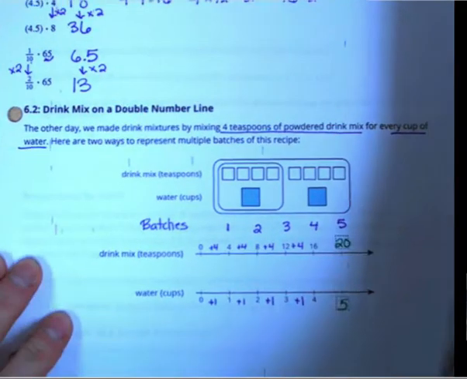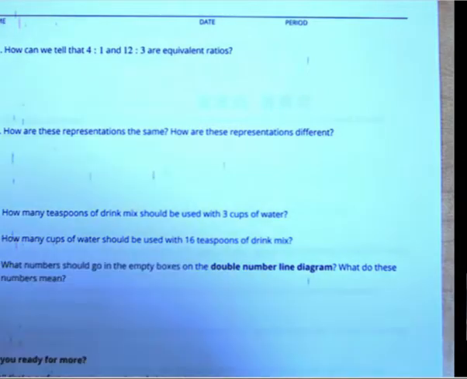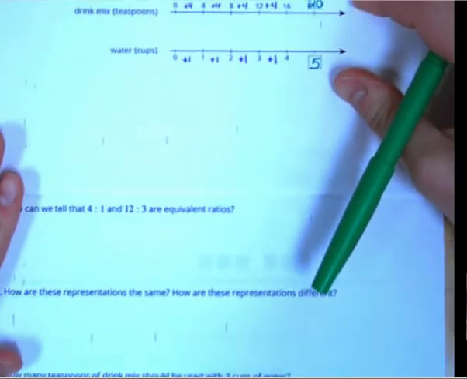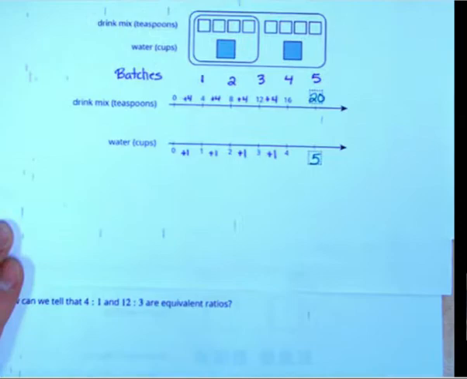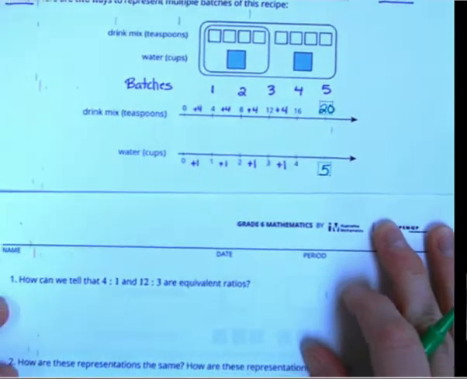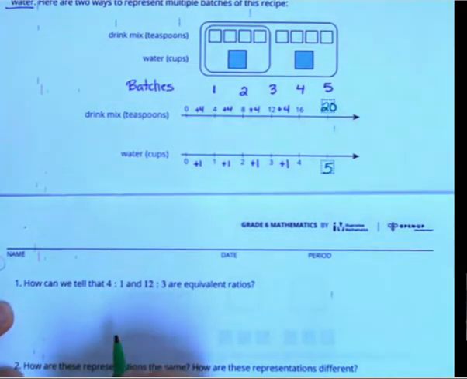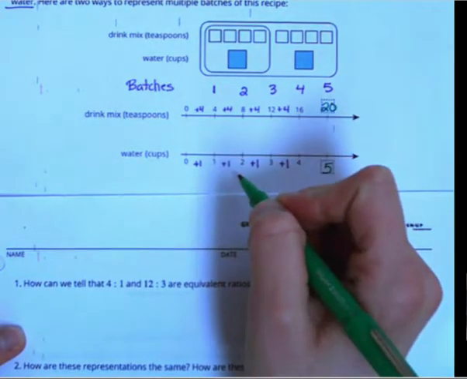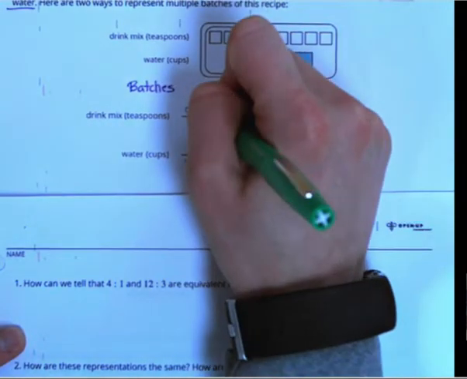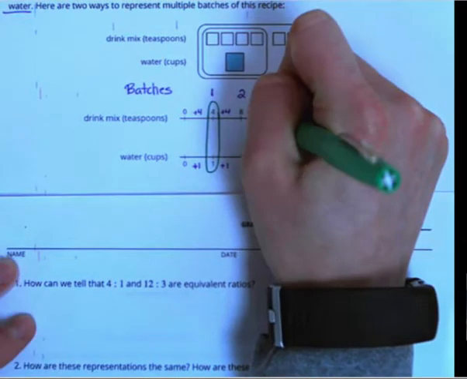I'm going to see if I can keep that on the screen here for our next couple of questions. So we have our double number line. In question 1, if I can get these both on here, it says, how can we tell that 4 to 1 and 12 to 3 are equivalent ratios? Okay, there's a couple ways by looking at the double number line we could see that. We know that they are equivalent ratios because they both line up vertically on the double number line.